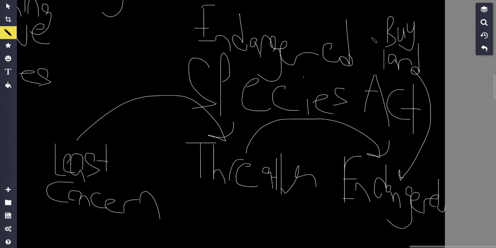So think about places where, if you have an endangered species, you can buy land and put the endangered species there and make sure that nobody poaches them, right? Make sure that they're safe, and then they can reproduce, and the population will slowly increase.